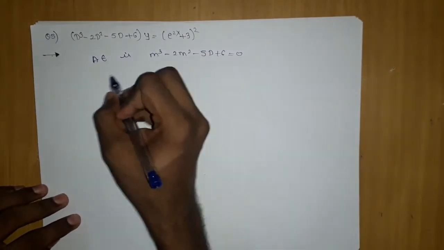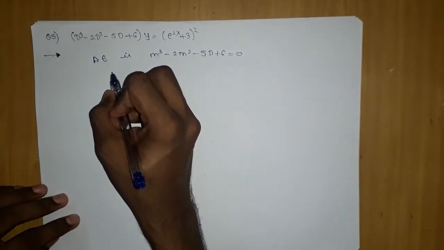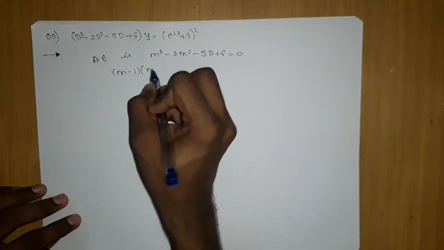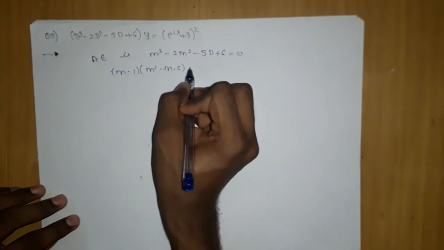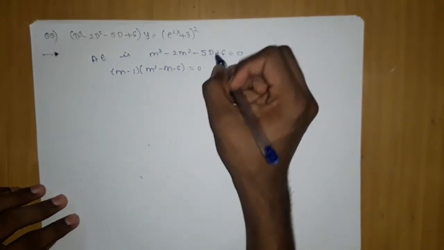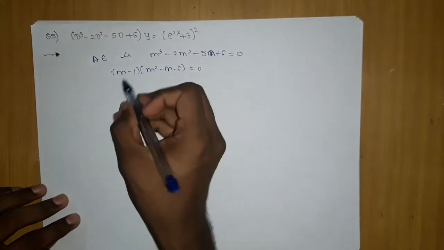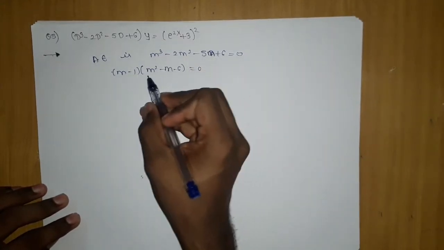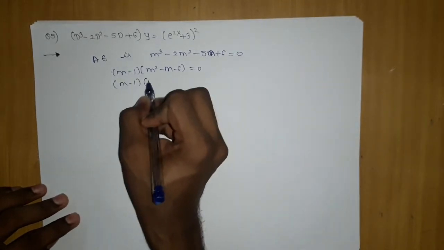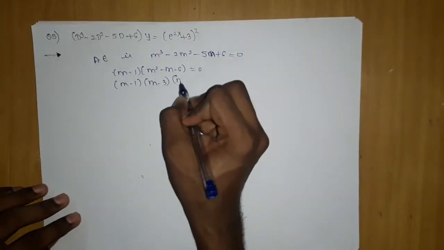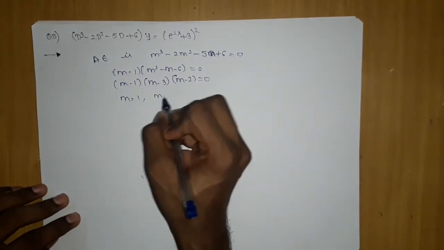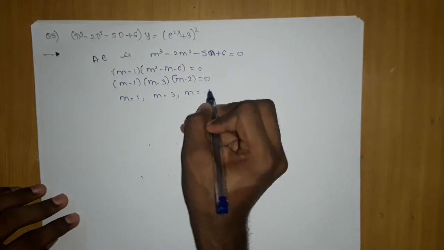The moment you equate it to 0, it is a cubic equation, so you have to do a hit and trial. If you do hit and trial, first you substitute 1, and you will find that it comes out to be 0. Then take m minus 1, divide the whole thing, and you will get a quadratic. After that, if you solve, you will get (m minus 1)(m minus 3)(m plus 2) equal to 0. So you are getting m equal to 1, m equal to 3, m equal to minus 2 as your roots.